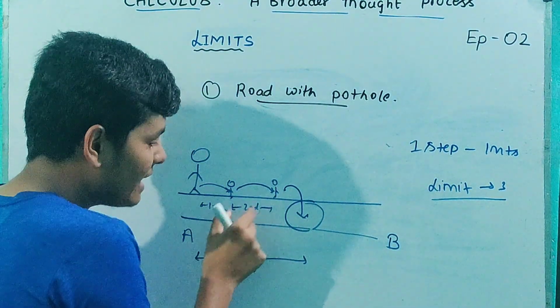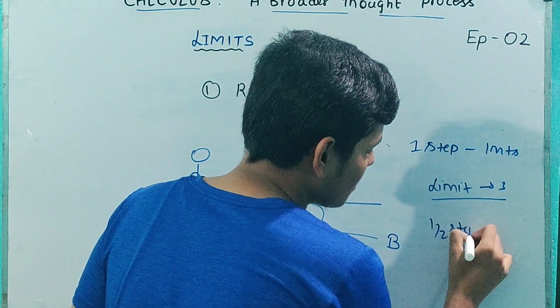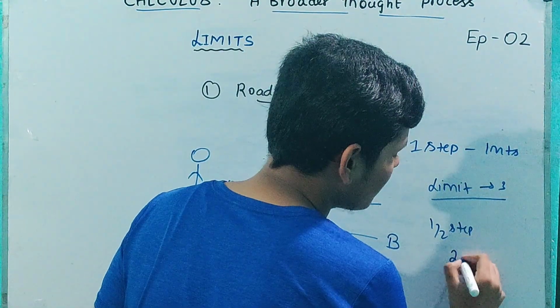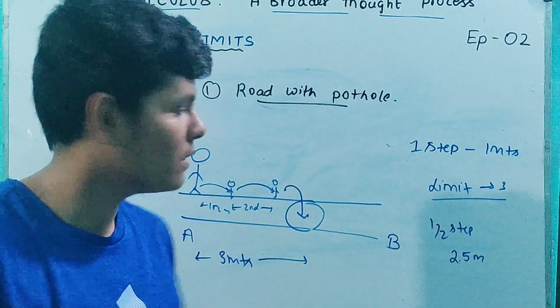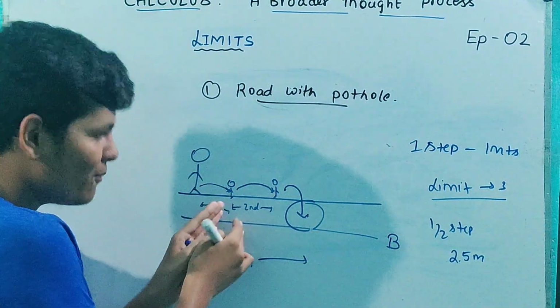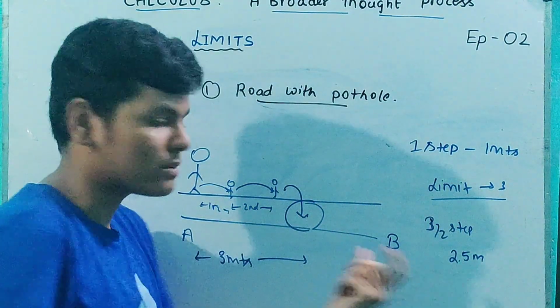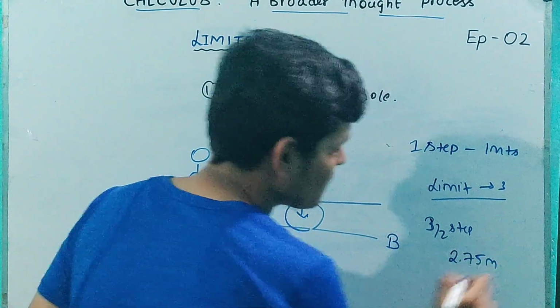Now when I am standing at the second meter, if I take half step, then our total distance covered will be 2.5 meters. This value is close to this value. Now from the second step, what if I take 3 by 2 steps instead of 1 by 2? If I take 3 by 2 steps, then I will be at 2.75 meters.